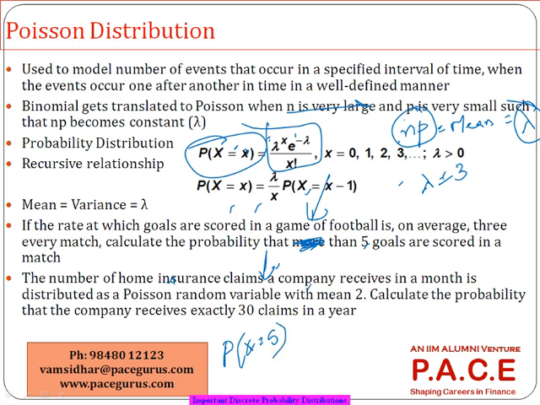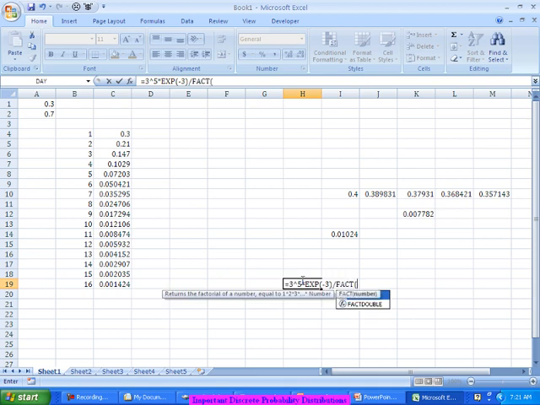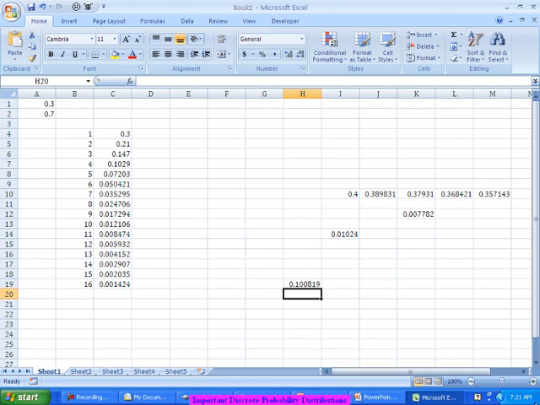Okay, so P of X equal to 5, if I have to find out, it is nothing but lambda power 5. Lambda is 3 in our example. 3 power 5 into e power minus 3 by 5 factorial. How much is this working out to? 3 power 5 into e power minus 3 divided by 5 factorial comes out to 0.10. So there is a 10% chance.